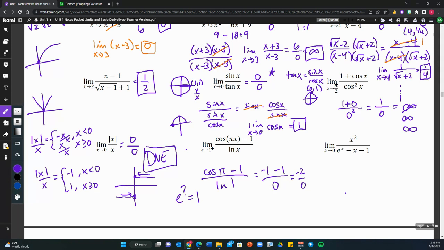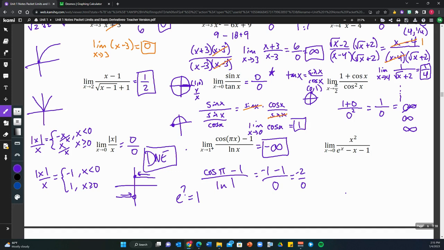So we end up with negative 2 over 0, which again, any non-zero number divided by 0 is really a form of infinity. And in this case, that would be negative infinity because of the negative 2 in the numerator. All right, and then for our last one, we've got the limit as x approaches 0 of x squared all over e to the x minus 1.